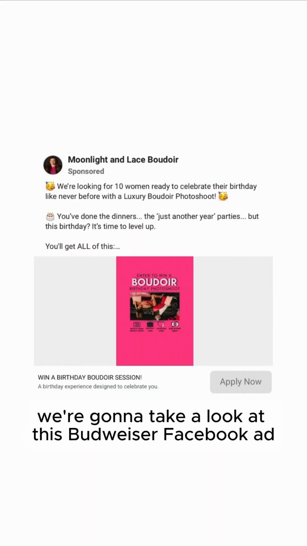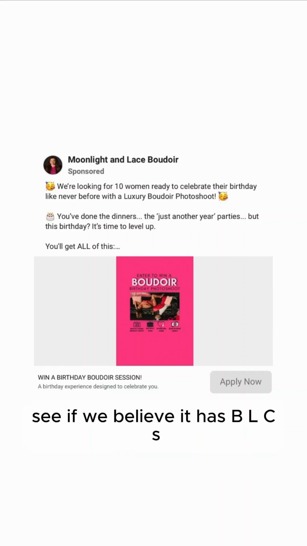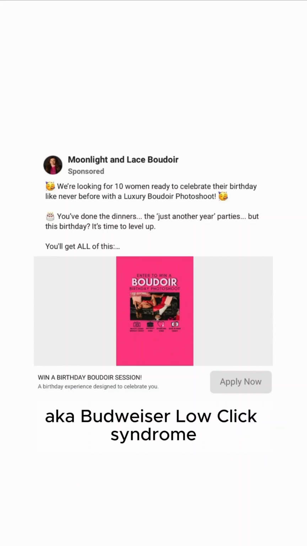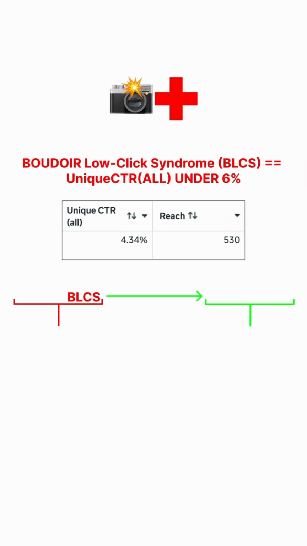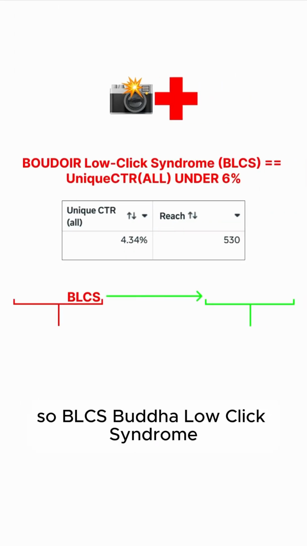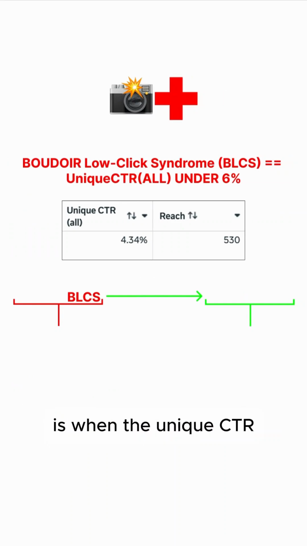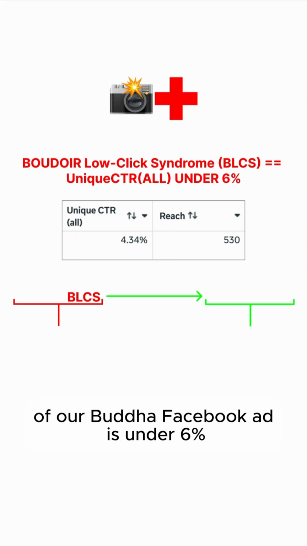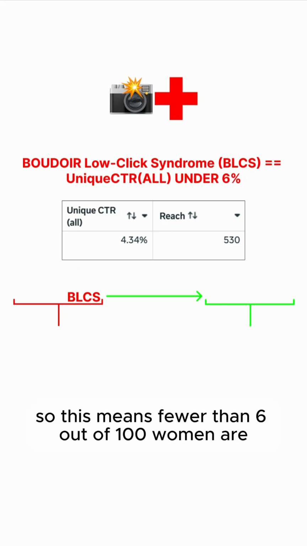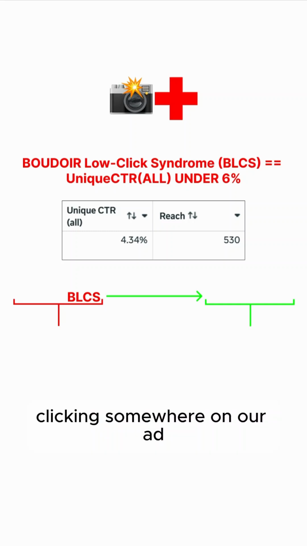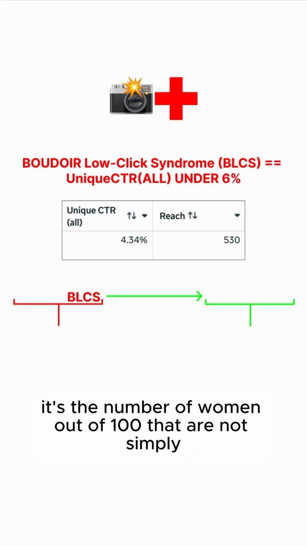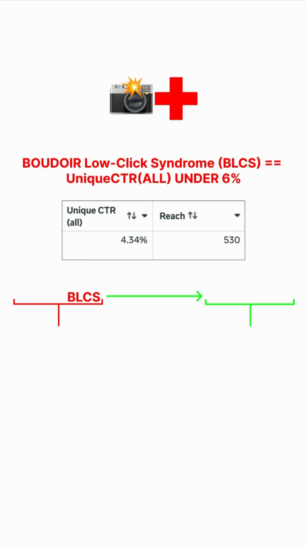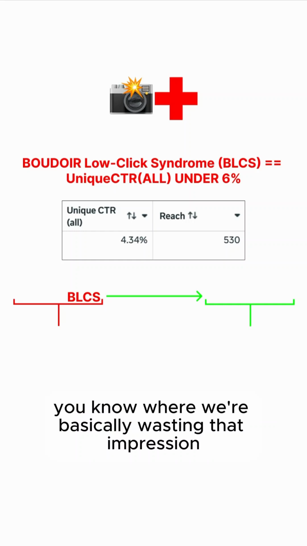All right, y'all, we're going to take a look at this Boudoir Facebook ad, see if we believe it has BLCS, aka Boudoir low click syndrome. So BLCS, Boudoir low click syndrome, is when the unique CTR on our Boudoir Facebook ad is under 6%. So this means fewer than 6 out of 100 women are clicking somewhere on our ad, aka it's the number of women out of 100 that are not simply scrolling right on by, where we're basically wasting that impression.